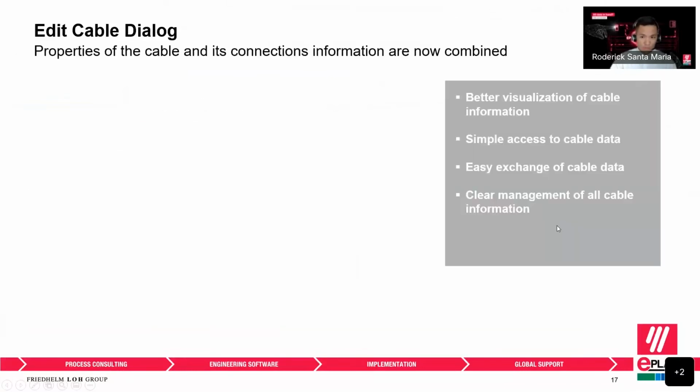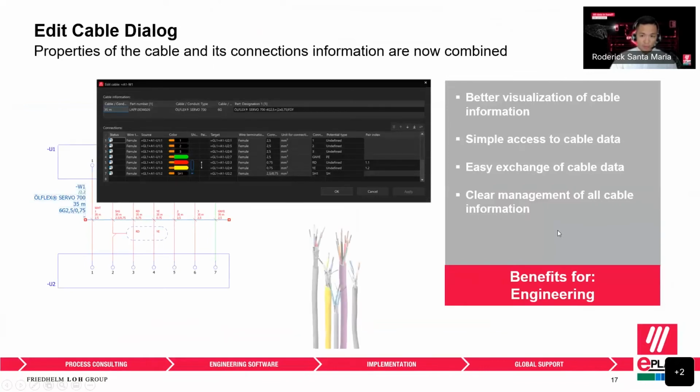So the benefit of this new edit cable dialog is that you get a better visualization of your cable information. As you can see, I get to see what each connection looks like, what color it is, the wire gauge, and also the part number. Not only that, you can quickly access and exchange cable data using this feature. Let's take a look.